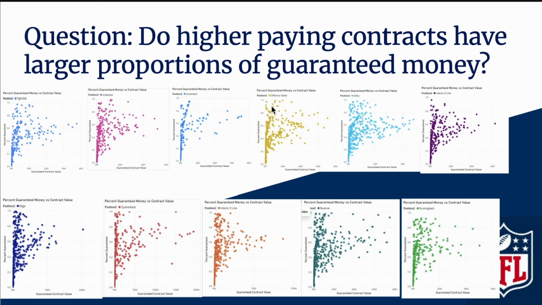There are some high percent guarantees for low contract values. And it looks like as the guaranteed contract value increases, the percent guaranteed tends to go towards the middle. So a good amount of guaranteed money and a good amount of non-guaranteed money in those contracts.